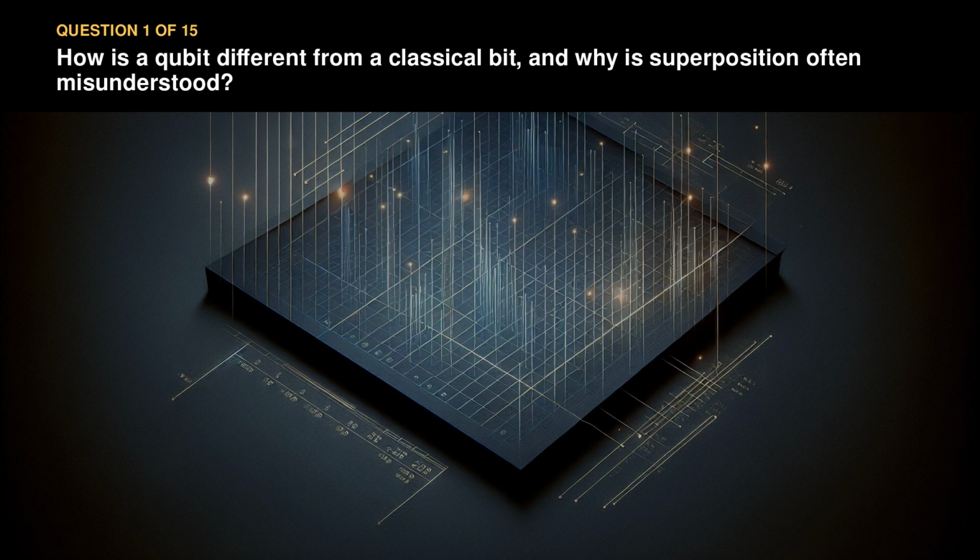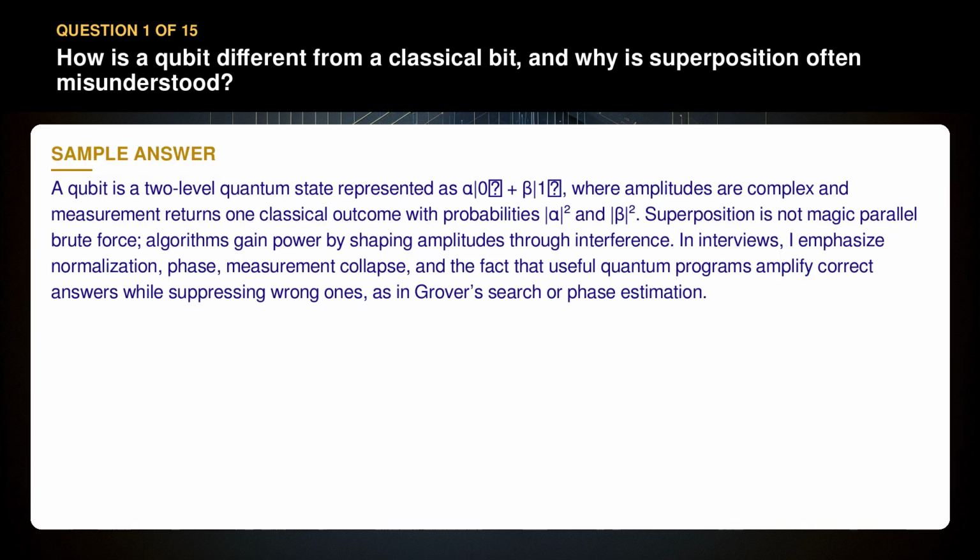Question 1. How is a qubit different from a classical bit, and why is superposition often misunderstood? A qubit is a two-level quantum state represented as alpha|0> plus beta|1>, where amplitudes are complex and measurement returns one classical outcome with probabilities alpha squared and beta squared. Superposition is not magic parallel brute force. Algorithms gain power by shaping amplitudes through interference.